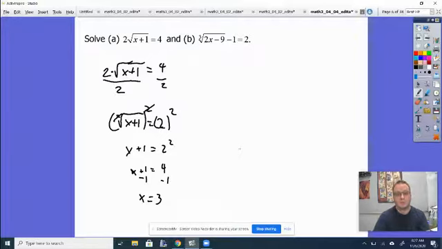But it's still always good to check your answers, especially on something like the ACT if you have time. So plugging this 3 back in, 2 times the square root of 3 plus 1, just plugging in for x.